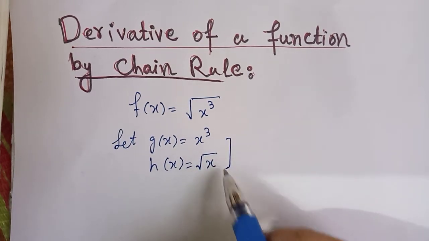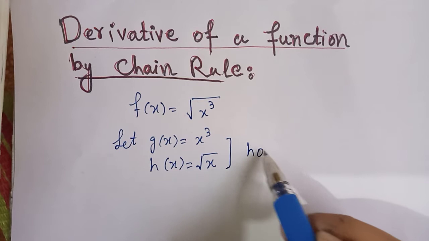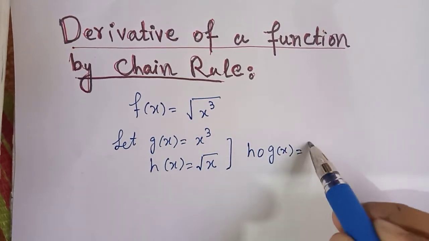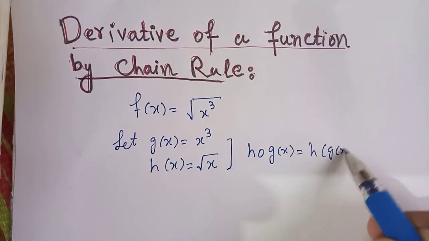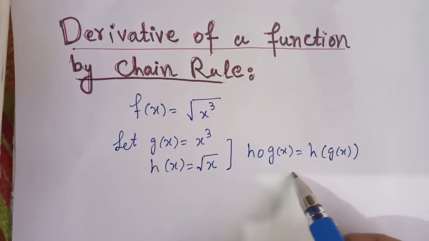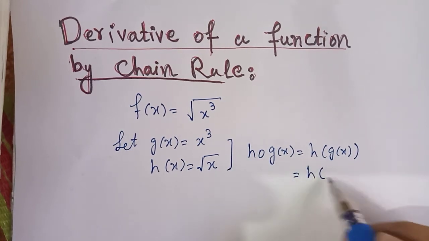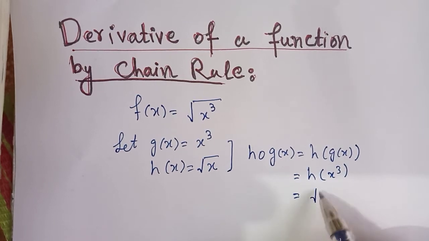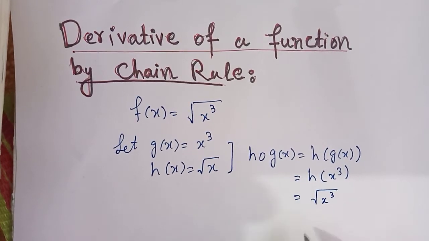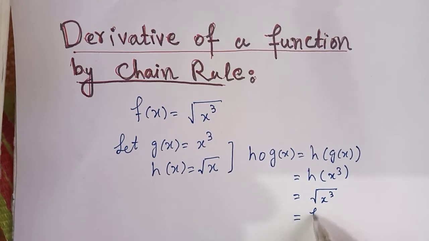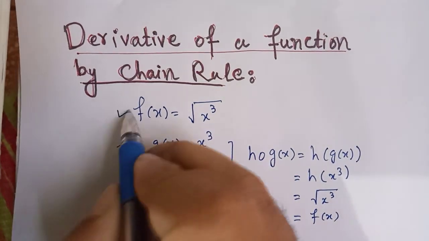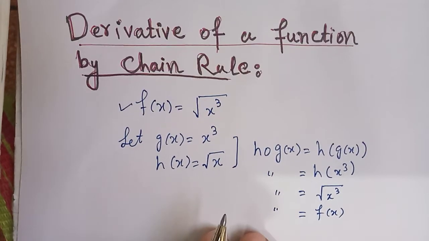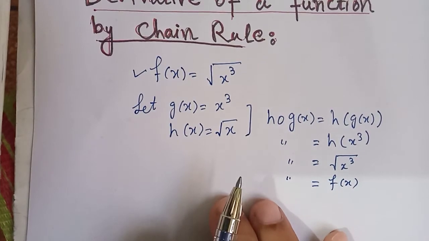When you take the composition of these two functions, h circle g, you will get f of x. So this is h of g of x, where you put g of x, which is equal to x cube, so that becomes the square root of x cube. This is in fact the given function f of x. So you see that one function is converted into the composition of two functions.